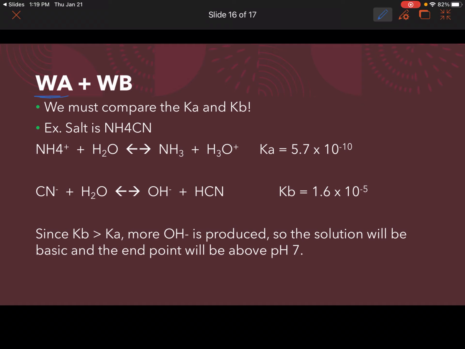So this is an example here. If we look at the salt ammonium cyanide, we've got NH4+ plus H2O, and that's going to hydrolyze. So I've got my Ka value of 5.7 times 10 to the negative 10. But then if I look up my CN- on my Ka table and then calculate Kb, I get 1.6 times 10 to the negative 5. Now, Kb is the bigger value here. So that tells me, since Kb is bigger than Ka, more OH minus is produced. So that means this reaction is going to win, essentially, right? And so the solution will be basic, and the end point is going to be above pH 7. So you need to look at your Ka and Kb values to solve those.